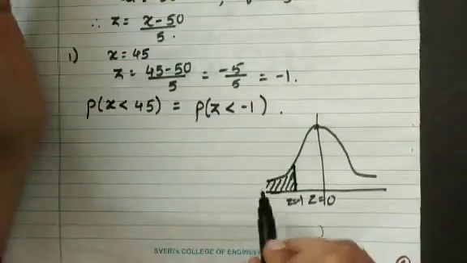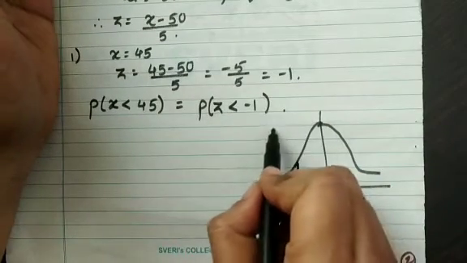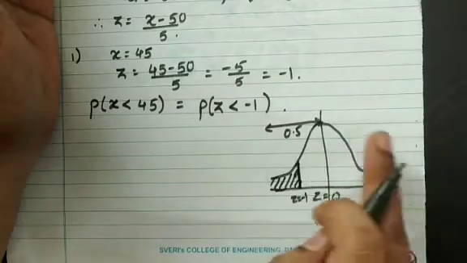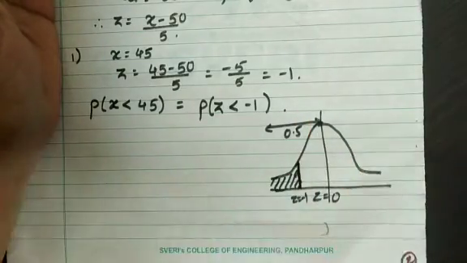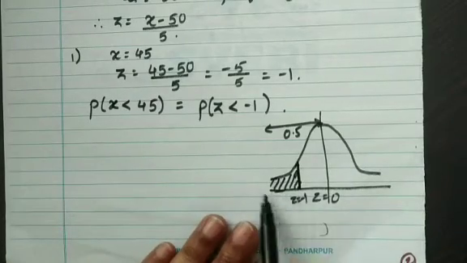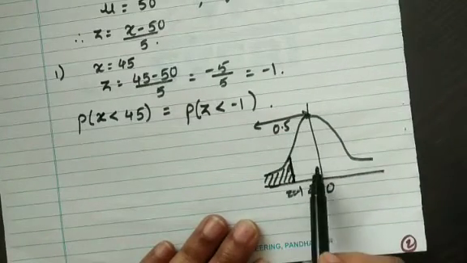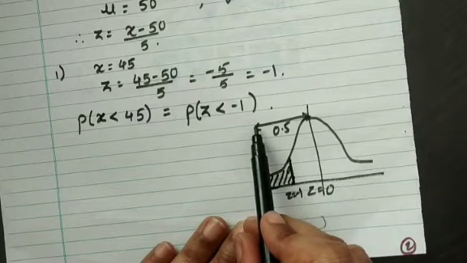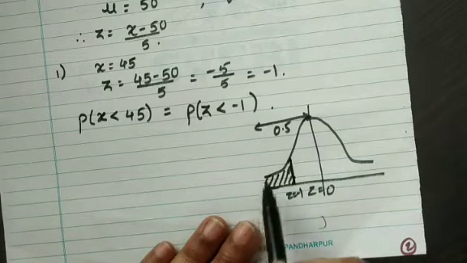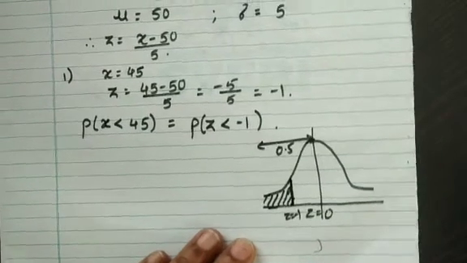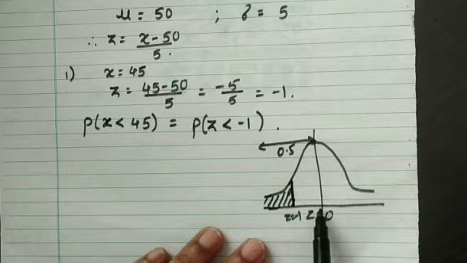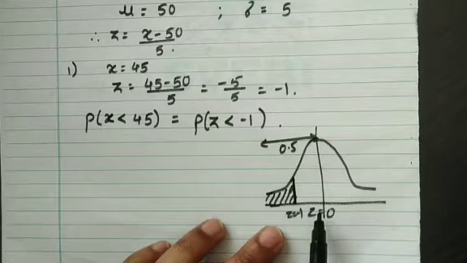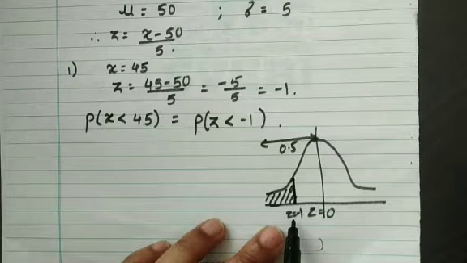Now how will you find this area? As we know, the area on this side is 0.5. As total is 1, it is exactly half, so this area is 0.5. Next, when we are interested in this, if we know that much area, we'll subtract it from this area and then we'll get this. Right? So we need the area from z is 0 to z is 1. Remember, it is similar to z is 0 to z is 1, as though it is minus 1.